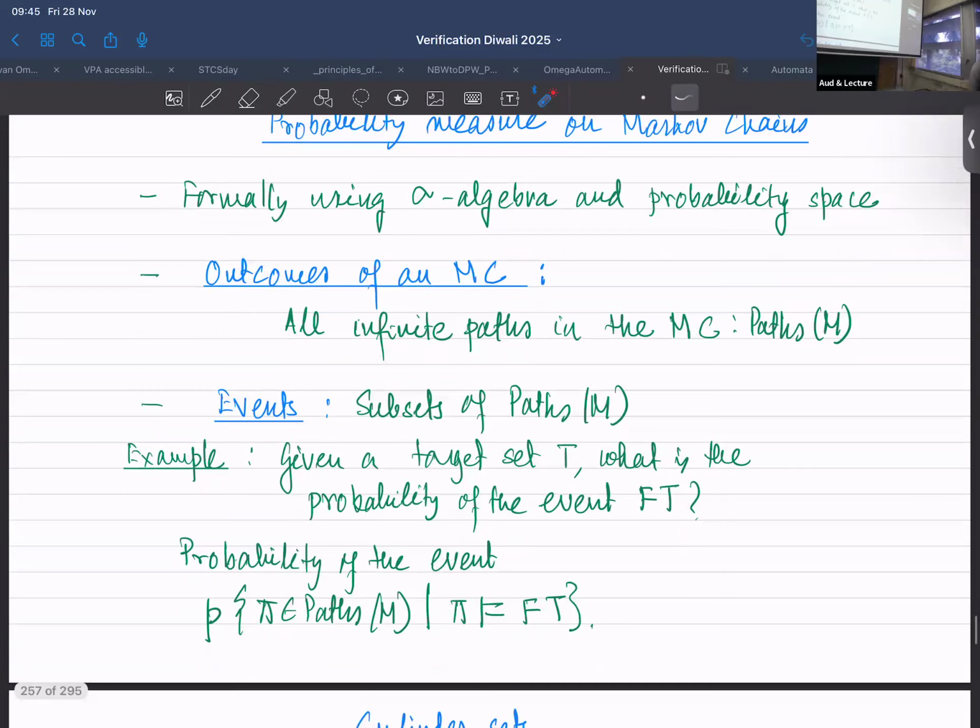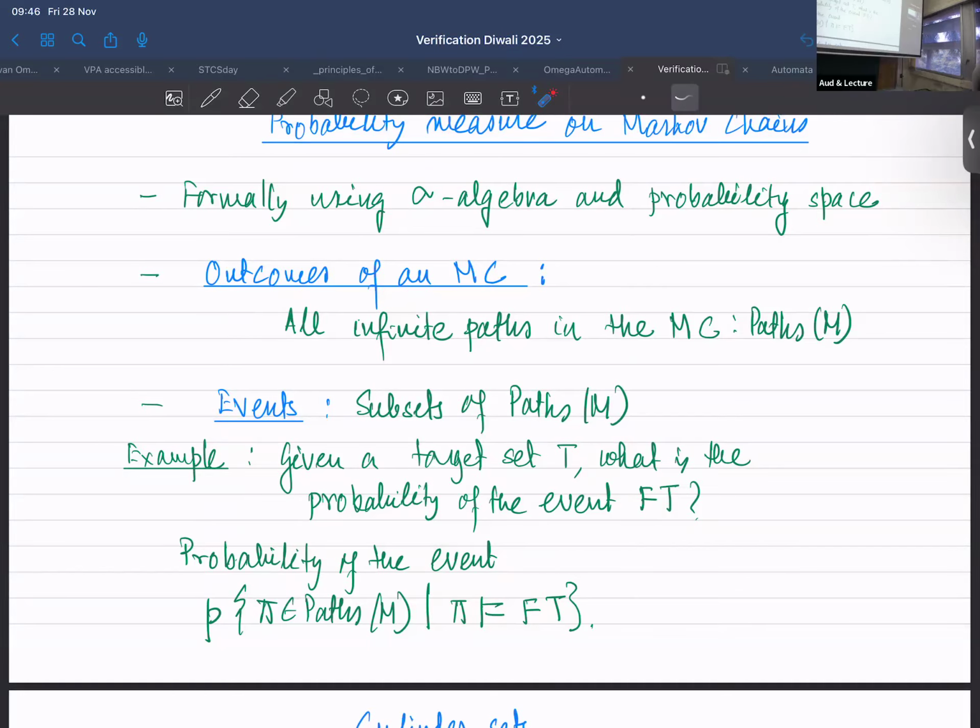But here the outcomes are all the infinite paths in the Markov chain, and the events are subsets of these sets of paths, right? And when you talk about the sigma algebra, the events should be closed under certain operations, like closed under complement and countable unions, and so on, which also gives that it's closed under countable intersections, right? Because intersection can be expressed through these.